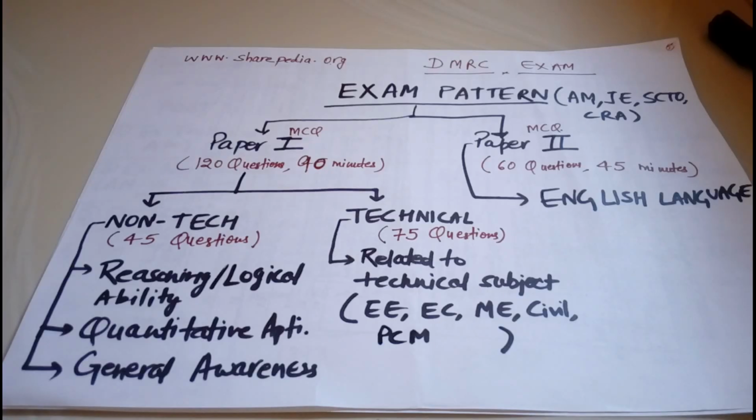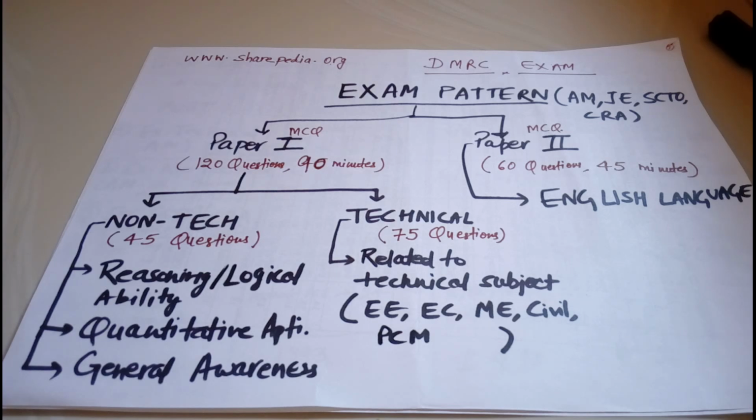Now let's talk about the exam pattern of the DMRC exam. We will talk about the exam pattern for assistant manager, technical plus non-technical, junior engineers, station controller operator and CRA. Basically the DMRC exam consists of 2 papers, paper 1 and paper 2. Both the papers are MCQ, multiple choice questions. There is no subjective paper, and in paper 1 there are 120 questions and you will be allotted 90 minutes to attempt them, and in paper 2 you have 60 questions and 45 minutes.